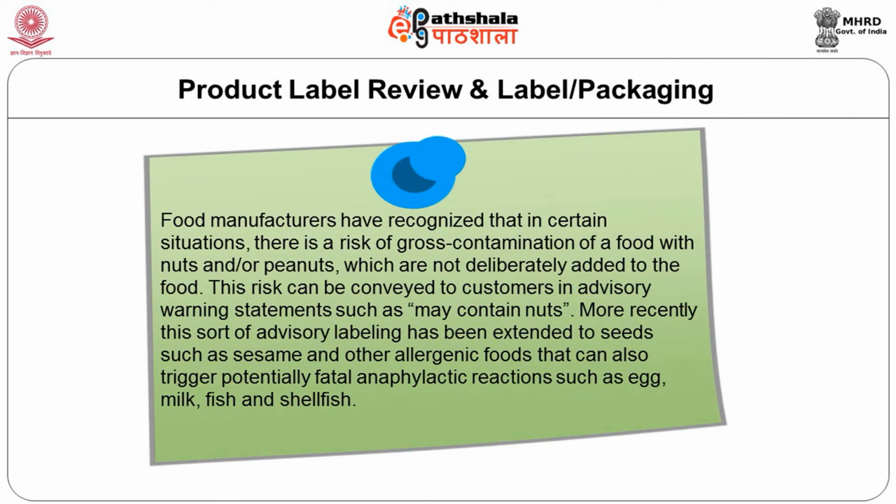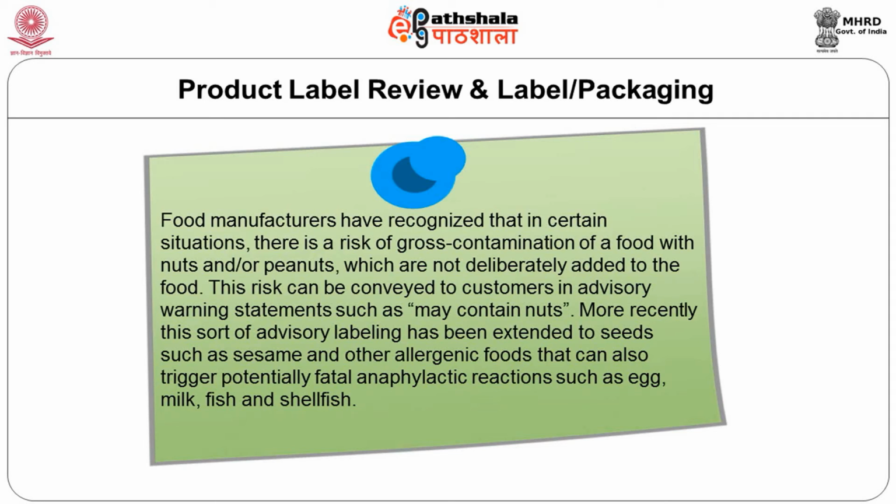food with nuts, for example peanuts, which are not deliberately added to a food but are there due to a manufacturing problem. This risk can be conveyed to customers in advisory warning statements such as "may contain nuts." More recently, this sort of advisory labeling has been extended to seeds such as sesame and other allergenic foods that can also trigger potentially fatal anaphylactic reactions. These include egg, milk products, fish, shellfish, etc.